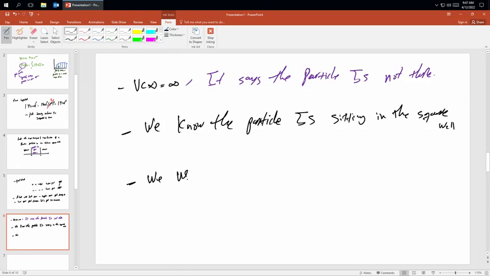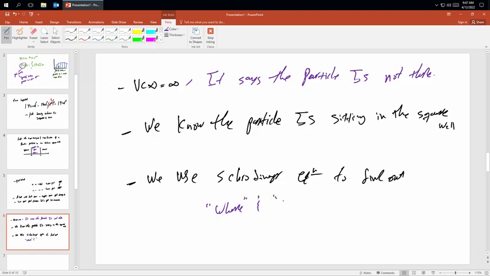Now that's what we use the Schrodinger equation to find out, the where. Actually, let me just write this down. Let me go ahead and get a different color for this one. The where and how. The particle lives between the walls.